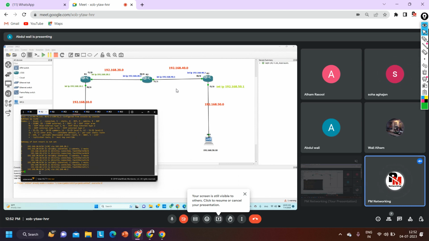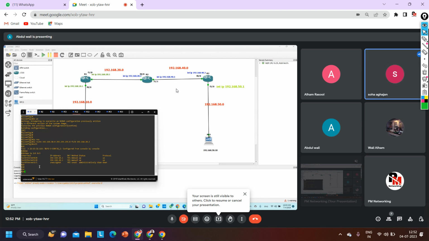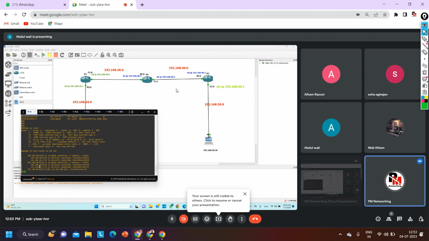And 192.168.50.0, next hop is 40.2. Perfect. Let me see the routing table of router 1. Show IP route. Static routing 192.168.50.0/24, next hop is 20.2. Perfect. You have configured static routing perfectly. So now your LAN users can communicate with each other.